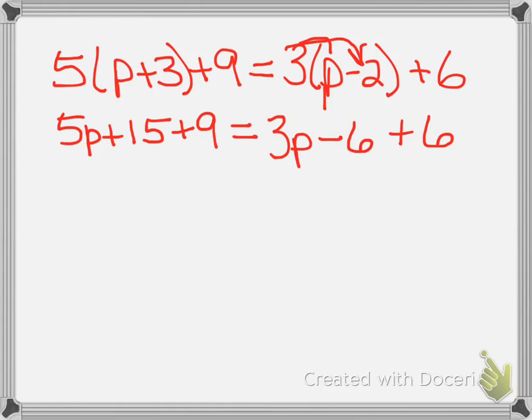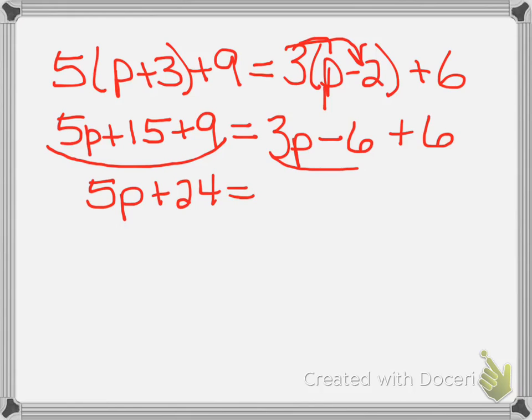Now, like terms. So let's look at this side right here. Are there any like terms over there? Yes. Which ones are like terms, Hannah? 15 and 9. So what is 15 plus 9? 24. So 5p plus 24. Do I have any like terms now over on the right? Yes. Negative 6 and positive 6. So when I combine those, what do I have? 0. Okay, so this is just going to be 3p.